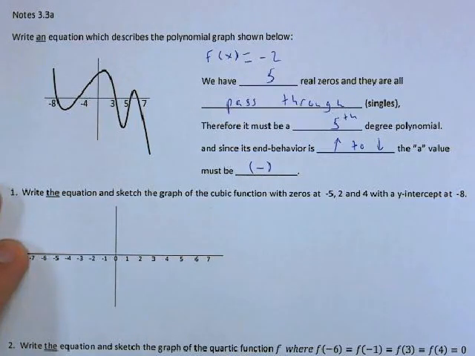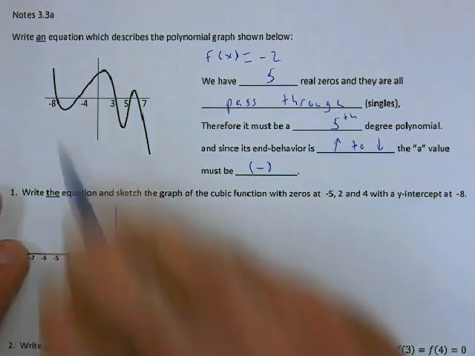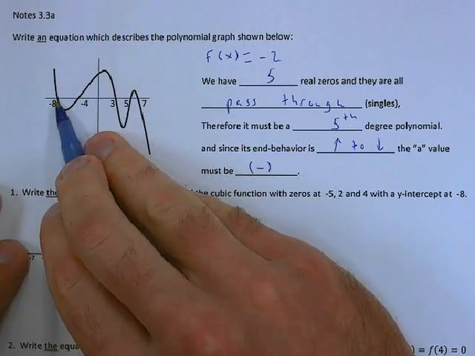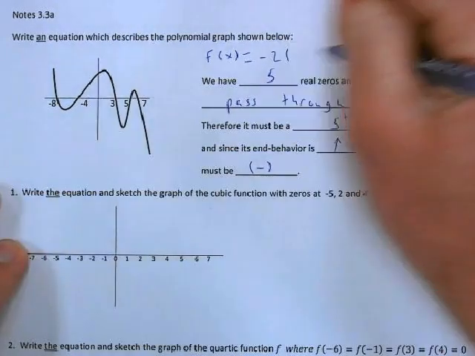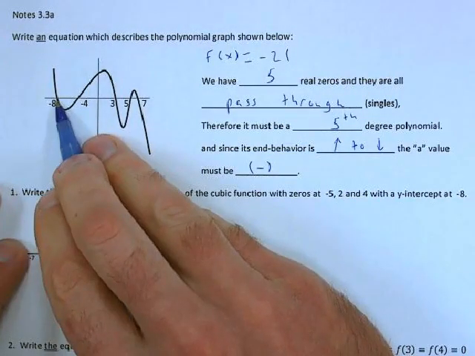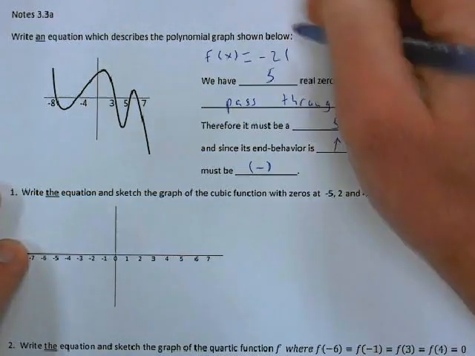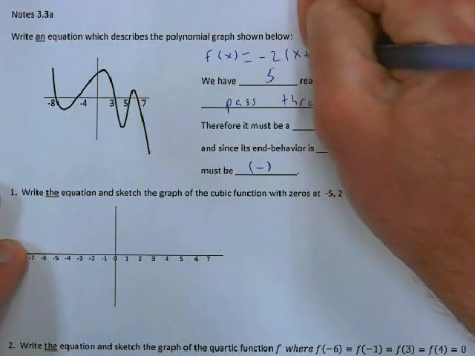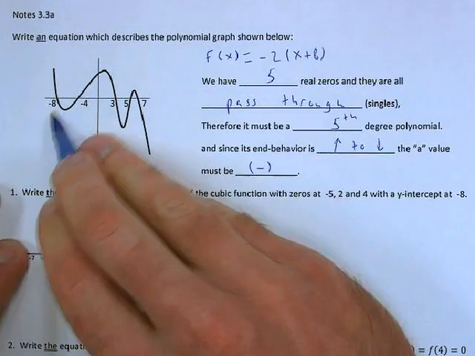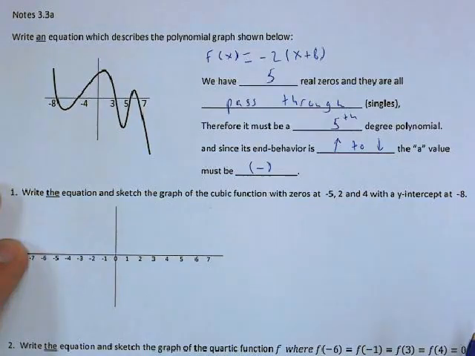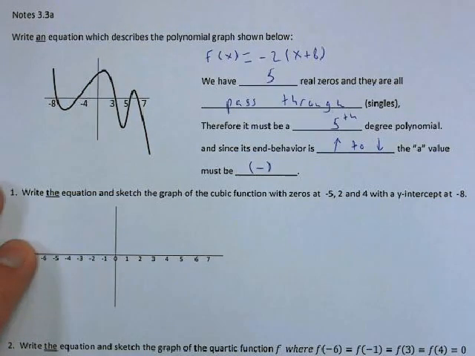And then what's the rest of my equation going to have in it? Well, how do I get an x-intercept at -8? What factor do I have to have that gives me an x-intercept at -8? Well, x plus 8. Because when x is -8, I get a 0. Okay, I get an intercept.